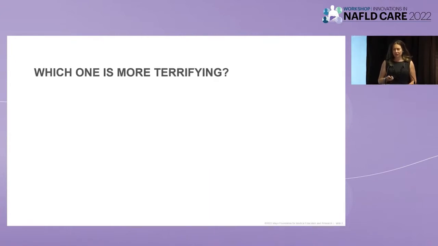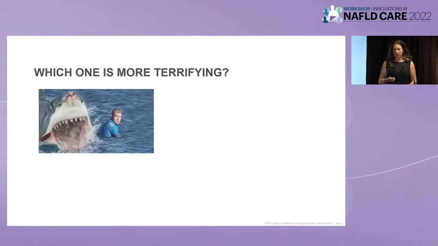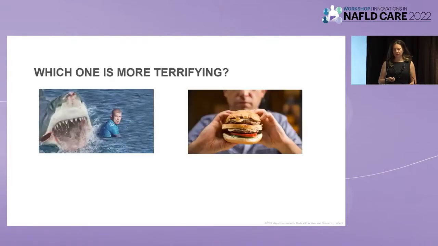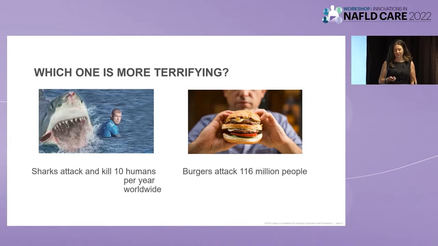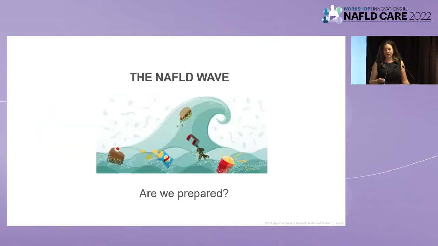So I want to set the stage with a question. Which one is more terrifying? This or this? Shark attacks attack and kill 10 humans per year worldwide, whereas burgers attack 116 million people in any given day, only in the US. So there's a NAFLD wave, we know about it.